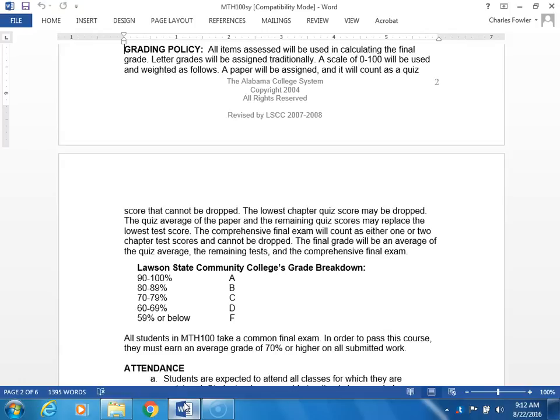Okay? Now, what I do at the end, then, I will count that either as 1 or 2 chapter test scores. If you do better on the comprehensive than you did on your average coming in, I count it twice. If you do worse on it, I only count it once. So I do it the way it helps you the most. The final grade will be an average of the quiz average, remaining test, comprehensive final exam, and you know the scoring. Now, all students in Math 100 take a common final exam. In order to pass the course, they must earn an average grade of 70% or higher on the submitted work. This used to say, when I got the syllabus, on the final exam. I do not believe everything should ride on one test. So I say on the submitted work. But most of the time, if you pass the final, you're passing the course anyway.